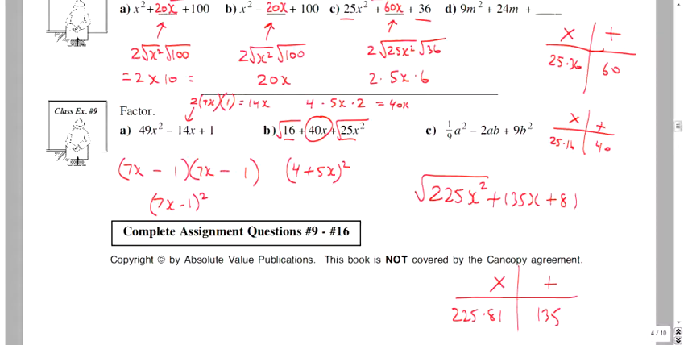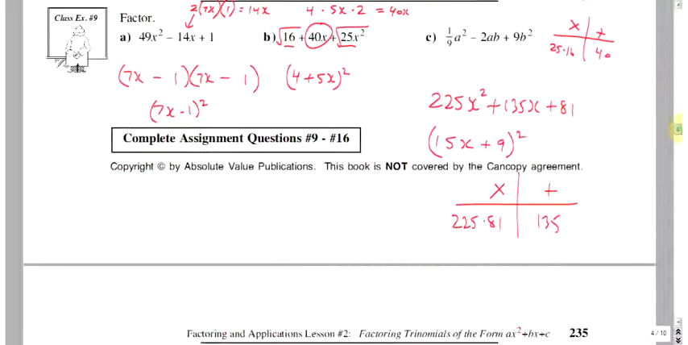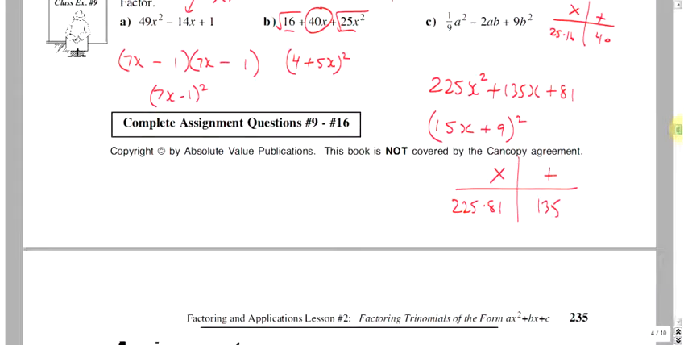Anyone remember square root of 225? Someone does. 15x. What's the square root of that? You're done. If you expand this out and FOIL it, you will get this thing. Okay? That's why it's a special type of trinomial factor. Okay? Okay, that's it.